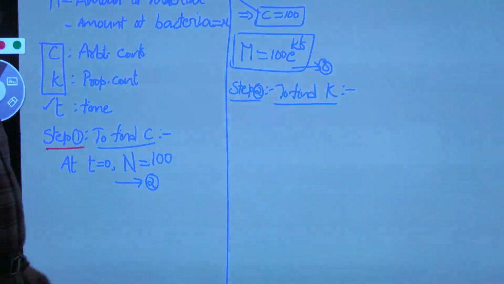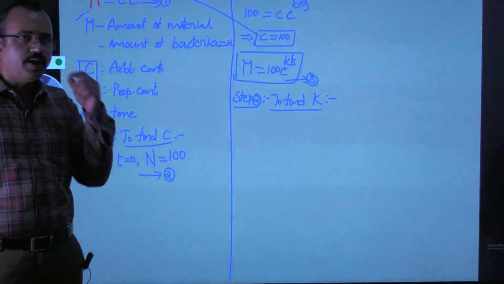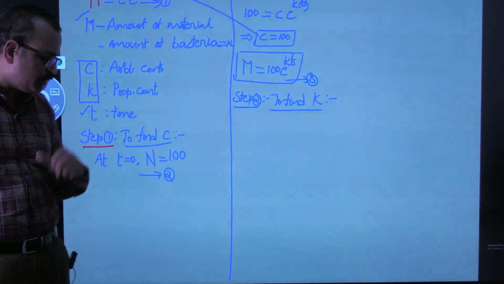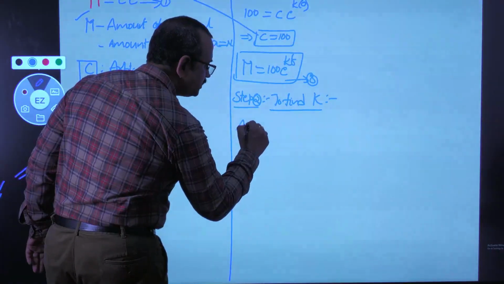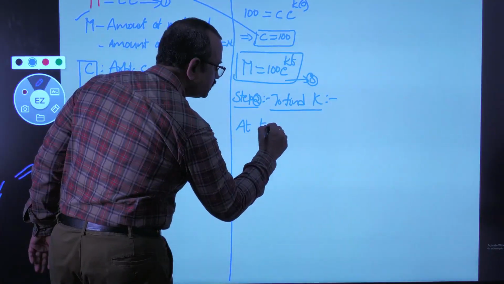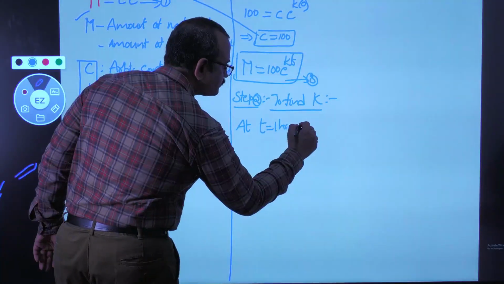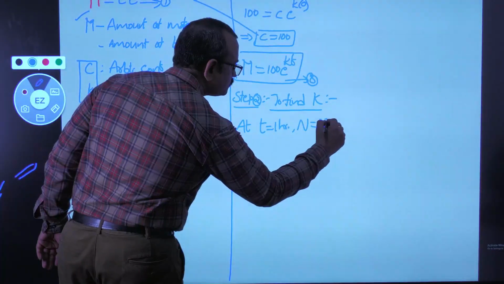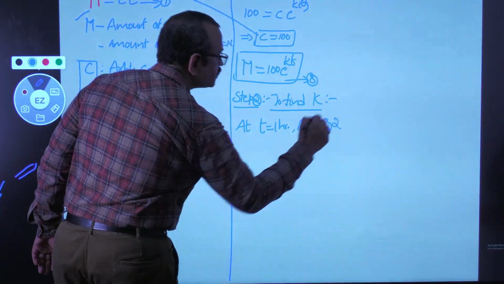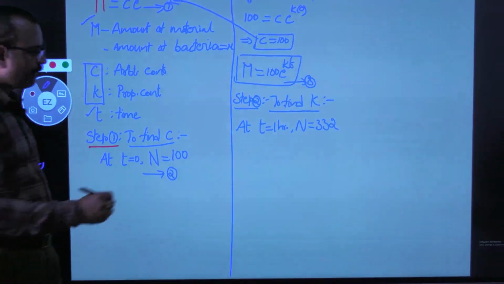So for that, one condition is given. The value of n was increased from 100 to 332 in 1 hour. So that means after 1 hour, at t equal to 1 hour, the n value is given as 332. By using this condition, we can find the value of the proportionality constant k.